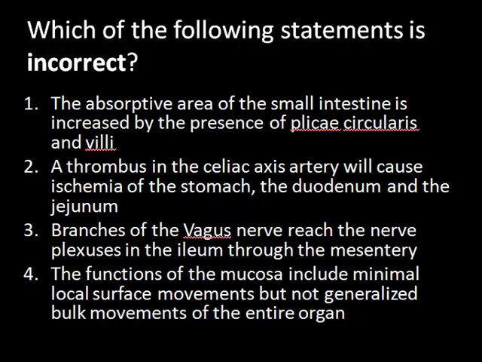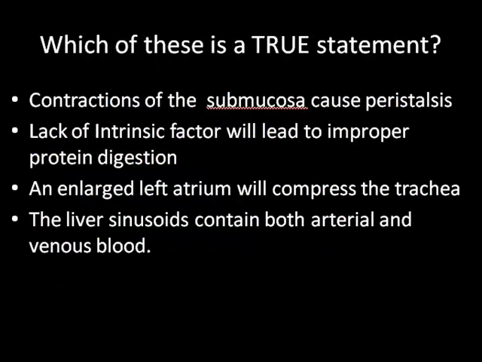Now let's go to the third and last question, where it's asking you to identify which of these is a true statement. So let's see this. It says contractions of the submucosa cause peristalsis. This is false. Contraction occurs in muscle, and you saw in the previous diagram that I drew, muscle was seen in the mucosa and muscle is seen in the muscularis externa. Submucosa has loose connective tissue, glands in certain areas, so therefore it is not capable of causing peristalsis.